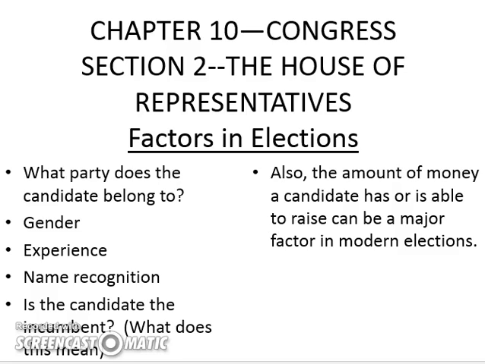And also, are you the incumbent? What that means is, are you the person already holding the office? We know that incumbents tend to have an advantage in an election. And of course, it can sometimes come down to how much money you have or how much money you can raise for your campaign as well. So those are just some of the factors that can influence elections in Congress.